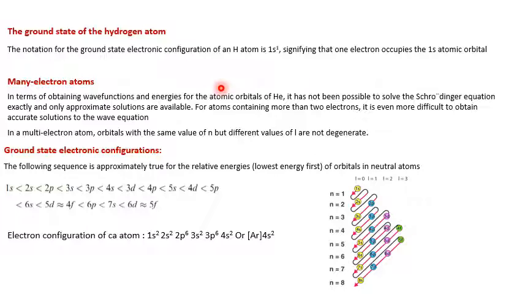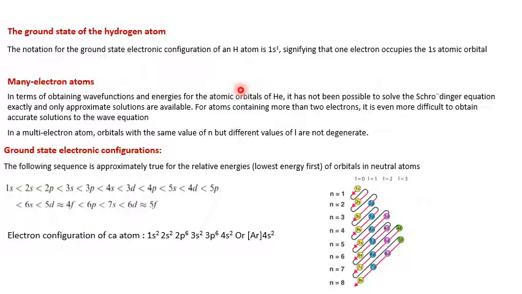This electron which resides in the 1s orbital can be promoted to a higher energy orbital also to give an excited state. So the notation for the ground state electronic configuration of hydrogen atom is represented in this form: 1s1. Where s is the orbital which contains this one electron and 1 represents the principal quantum number. This signifies that the one electron occupies the 1s orbital.